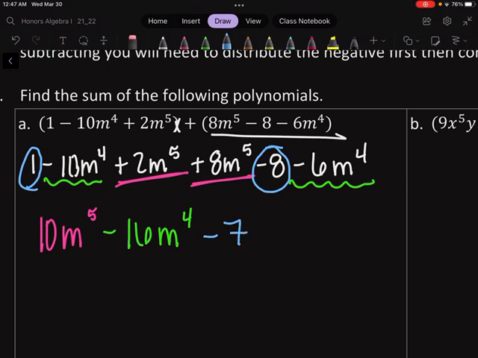I did not ask you to classify it, but it is nice if you can look at it and classify it. This would be a quintic trinomial. Yes?